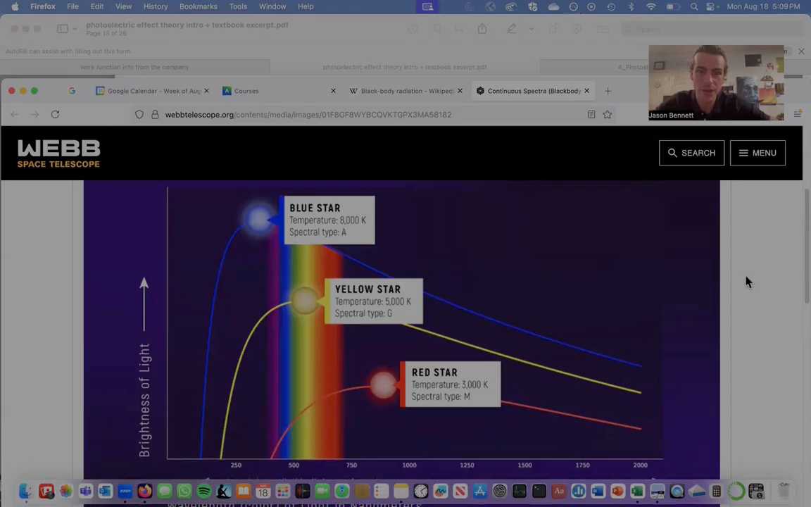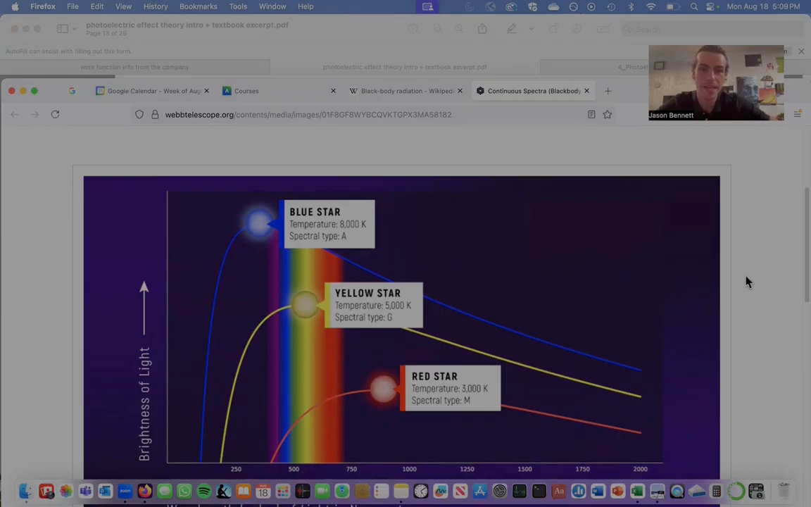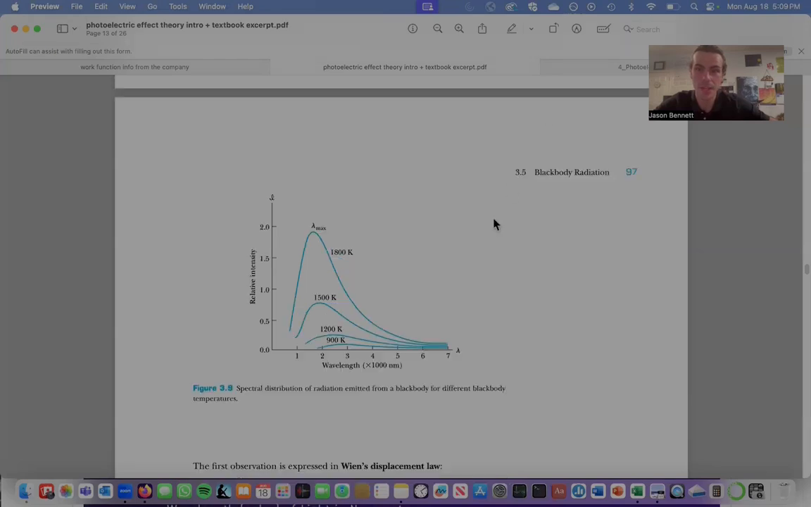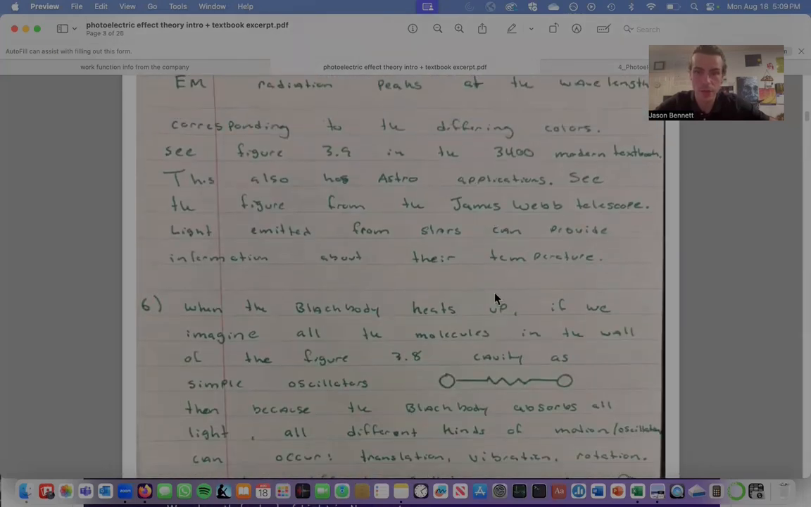Because if you can figure out, just looking at the light, taking in data, getting data about the wavelength that the light emits, you can actually determine the temperature of the star that you're working with. So incredibly useful on the astro side as well.